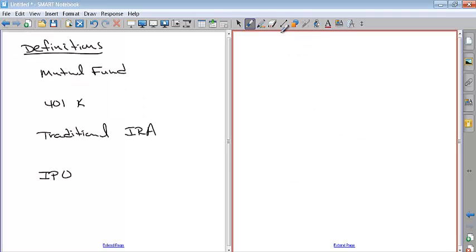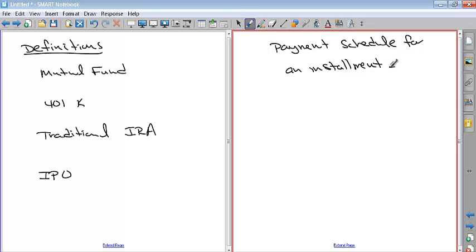We did this on the test, but if you didn't get it right, you can go back and watch the review previously. So I'll insert that here as well. So this is a payment schedule for an installment loan. So if you didn't get it right last time, study again because you'll need it.